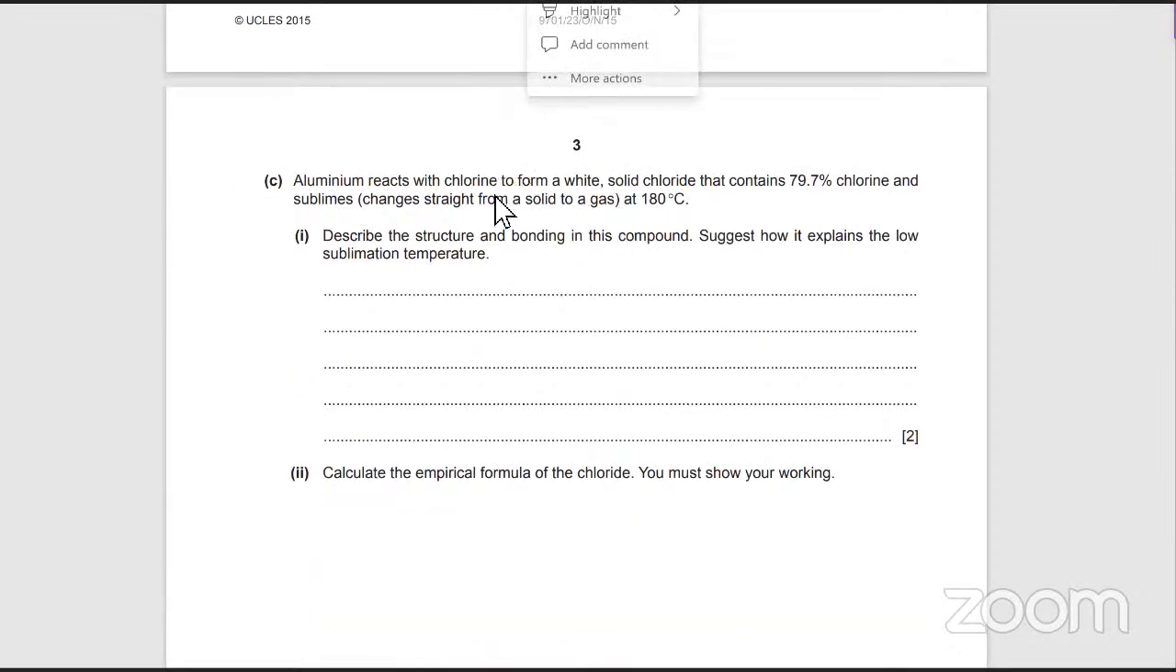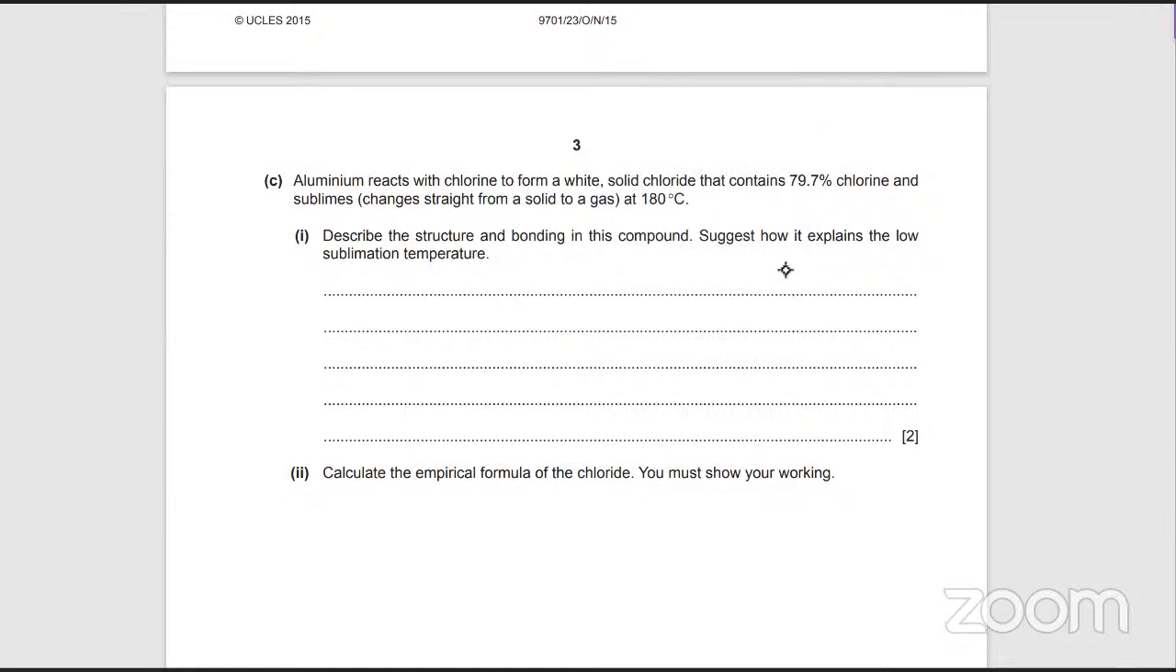फिर वो कह रहे हैं aluminium reacts with chlorine to form a white solid chloride that contains 79.7% of chlorine and sublimes, changes straight from a solid to a gas at 180 degrees centigrade. So can you describe the structure and bonding in this compound and suggest how this explains the low sublimation temperature? So just structure and bonding, ठीक है? Aluminium chloride, remember, bonding उसकी बताना है. Remember, stick to be very brief, ठीक है? The bonding is that it's covalent. Structure is that it's a simple molecular structure. ठीक है, सिर्फ ये.